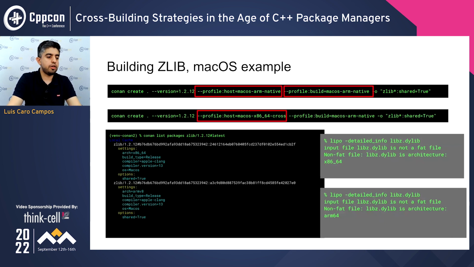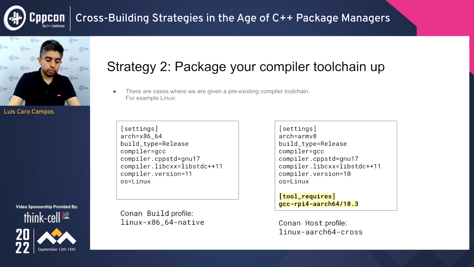On Linux, on the other hand, things are not as simple as telling Clang to just use a different architecture. You may be given a completely different compiler toolchain, right? As I mentioned before, this includes the compiler, the binutils, the linker, the assembler, and also the system headers and the standard libraries to link your binaries with. So another proposed strategy here is to package up your compiler toolchain.